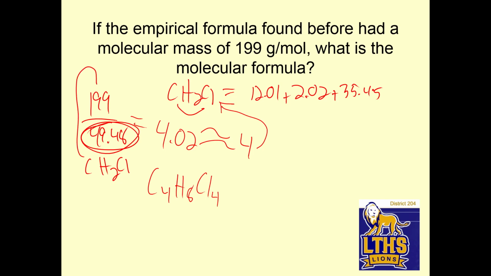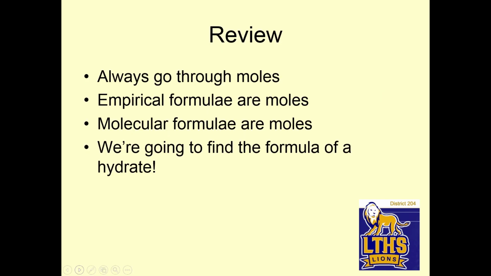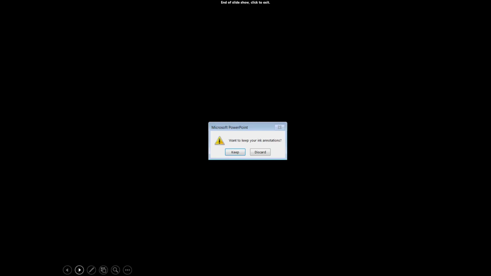So what I'm really doing is I want to know how many CH2Cl's fit in here. If I want to know how many fit into it, that's literally what dividing is, right? How many times can I divide it by CH2Cl? And instead of using CH2Cl, I'll use the mass of it. Good. So review, always go through moles. Empirical formula, moles. Molecular formula, moles. So CH2Cl is 1 mole of carbon, 2 moles of hydrogen, 1 mole of chlorine. That's it. And we're going to find the formula of the hydrate. Hey, we kind of did that already. All right. Toodles.